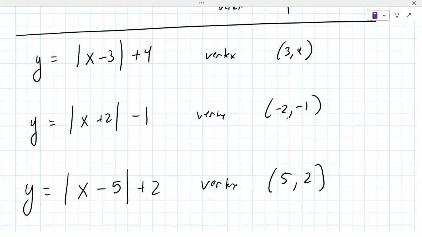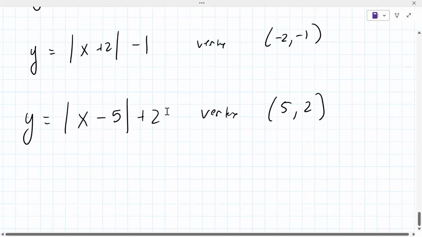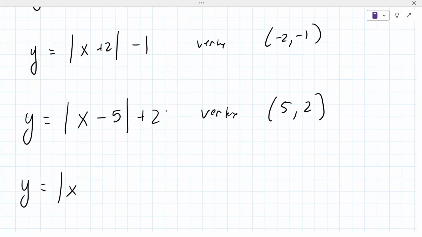Wouldn't this be the same as the first one? The absolute value of 5 or -5 would just be 5. Okay, so let's focus in on that second one there. Let's say it's y equals absolute value x plus 3 plus 6. This has a vertex of negative 3 comma 6.